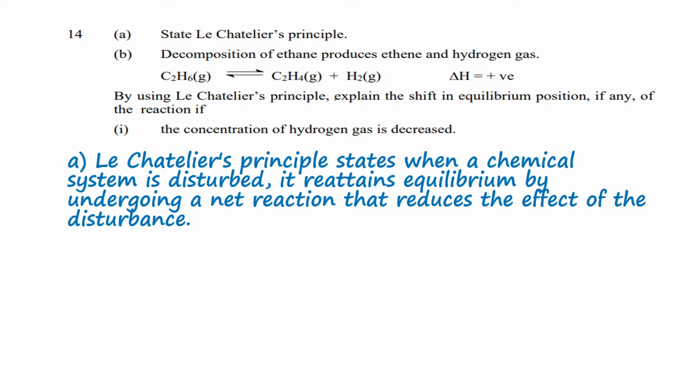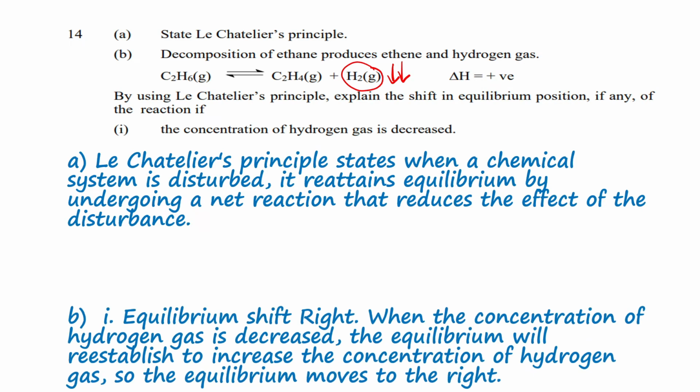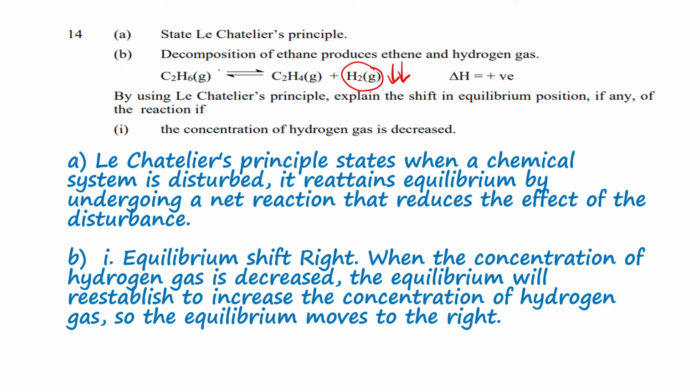Jadi hydrogen gas terletak di sebelah mana? Okay, hydrogen gas terletak di sebelah kanan. So we reduce the disturbance, kita kurangkan concentration of hydrogen. The equilibrium will shift to the right. Kenapa dia shift to the right? Because when the concentration of hydrogen gas is decreased, the equilibrium will re-establish to increase the concentration of hydrogen gas. Jadi dia akan move to the right untuk produce lebih banyak hydrogen. Right? So that's the first question, number 1.